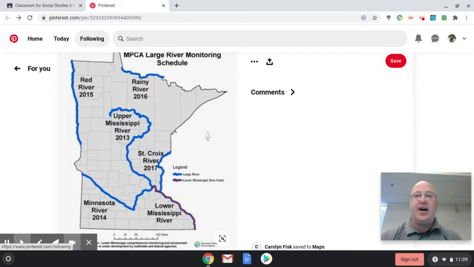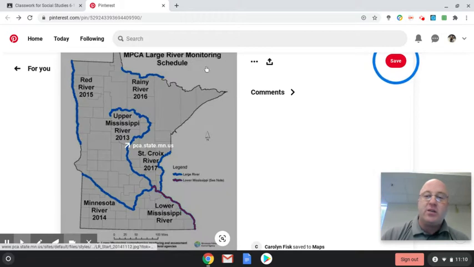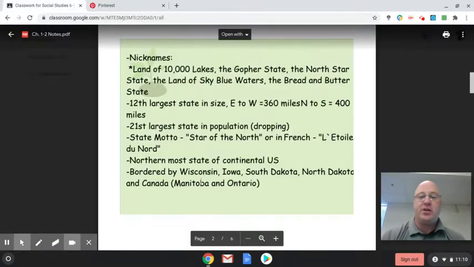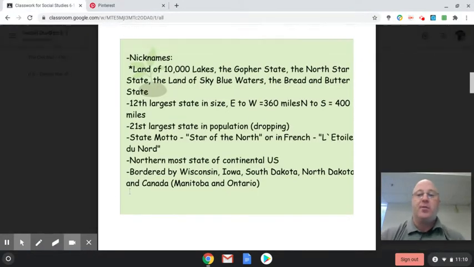Canada does not divide their country into states. They divide their countries into provinces. There are 2 provinces that are above us. Over this corner, the northeastern corner, this would be Ontario. So that's a province of Ontario. And up here would be the province of Manitoba. So you can see it right here on these notes. We are bordered by Wisconsin, Iowa, South Dakota, North Dakota, and Canada. The 2 provinces in Canada are Manitoba and Ontario.